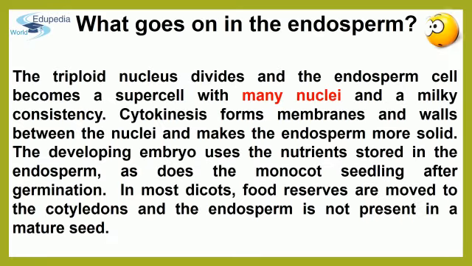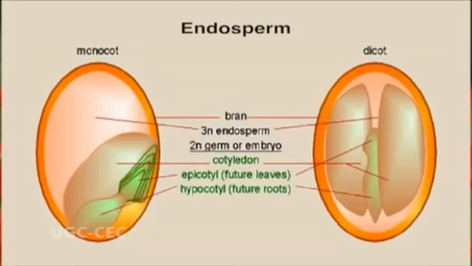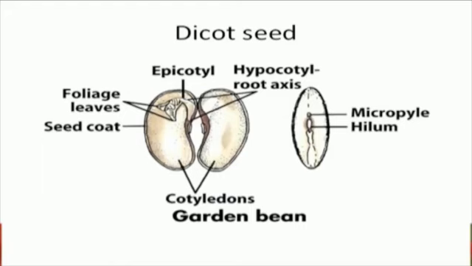Coming to the endosperm, endosperm development precedes embryo development. The primary endosperm cell divides repeatedly to form a triploid endosperm tissue. The cells of this tissue are filled with reserve food material that provides nourishment to the growing embryo.